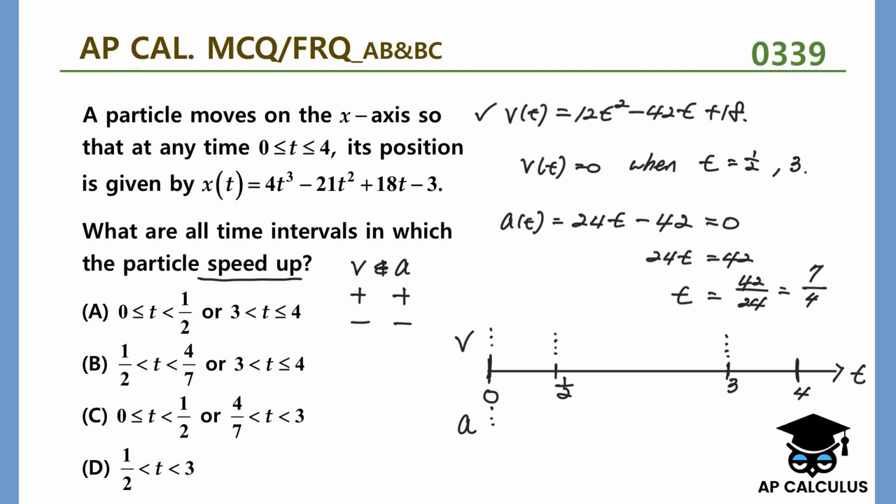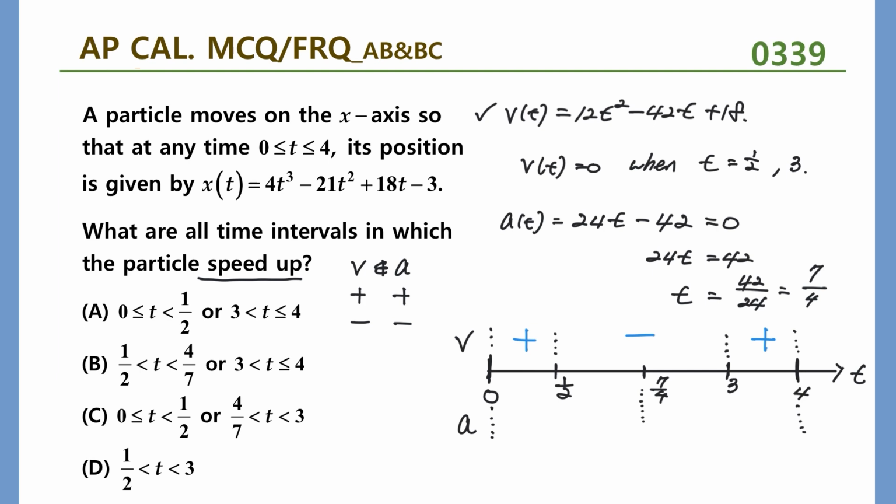Okay, 7 over 4 is 1.75, right? So that's going to be between 1/2 and 3. Let's say here is 7 over 4. Okay, so we're going to test the sign of acceleration, right? In question 338, we found out velocity was positive, negative, positive, right? What about acceleration in this interval right here?